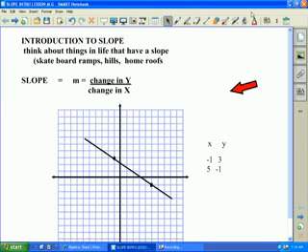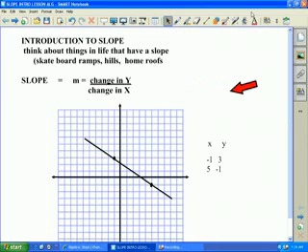So slope is used. Now slope is called M. You would think it would be S, but someone decided to pick the letter M. So M represents slope, and all that means is the change in the y numbers over the change in the x numbers on coordinates within a graph.